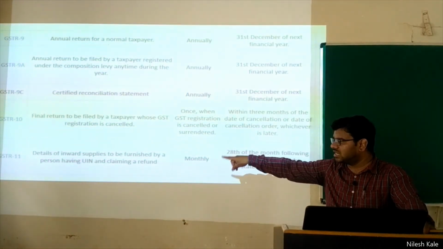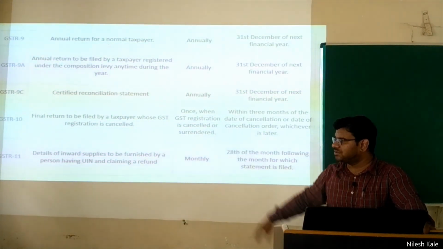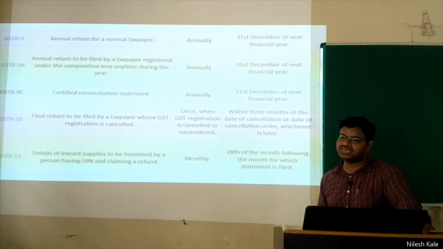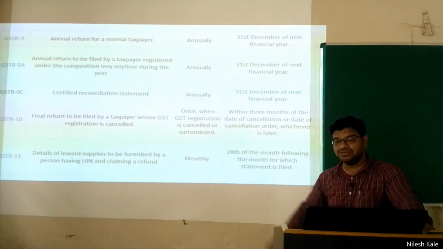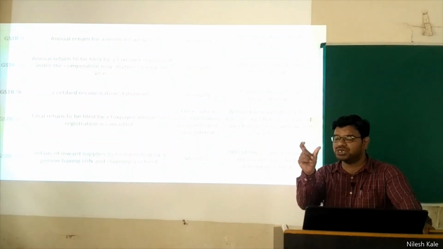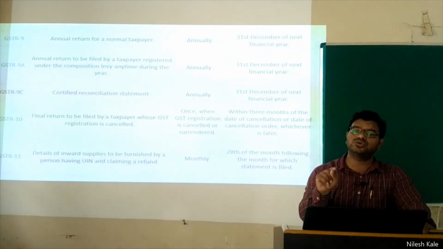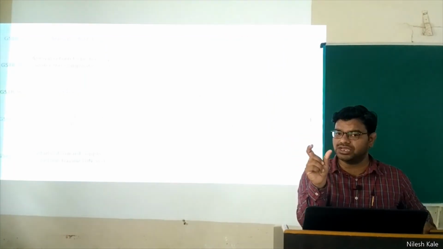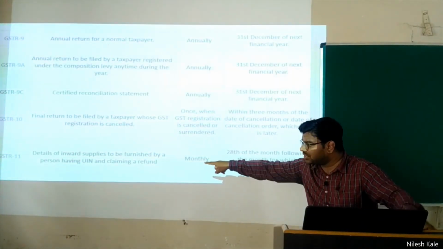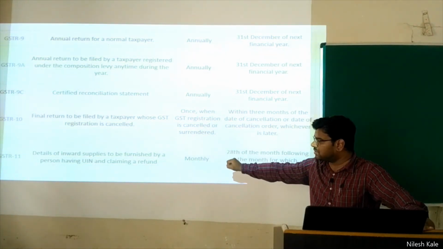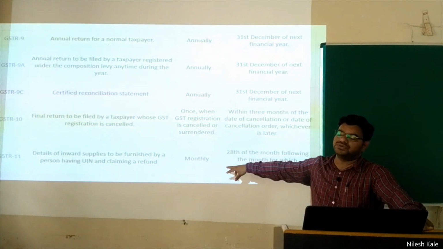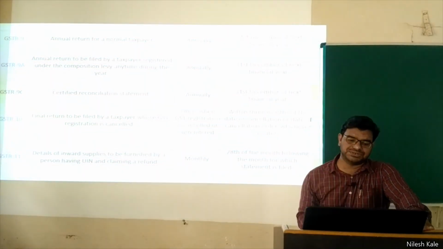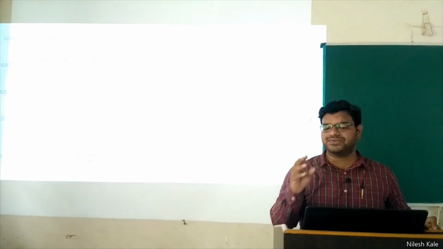And then GSTR 11 is for the details of inward supplies to be furnished by a person having UIN, unique identification number, and who is claiming a refund. We have spoken about the unique identification number. If you have that and you are trying to claim a refund, then you have to file this GSTR 11 monthly. 28th of the next month will be the date for filing.